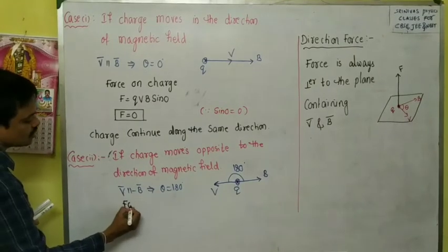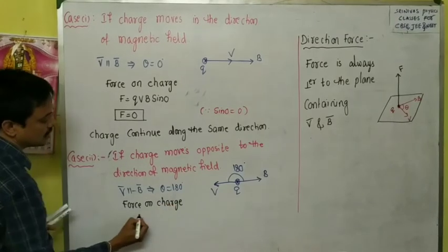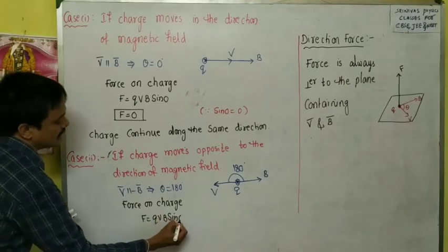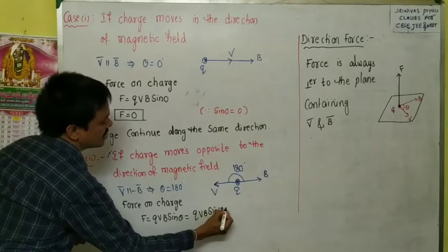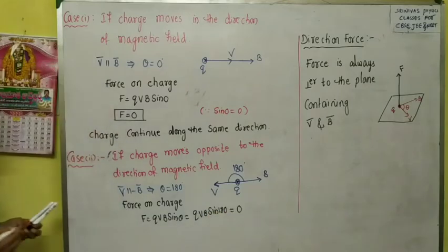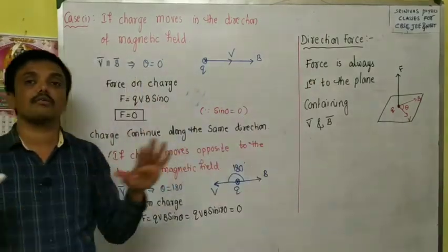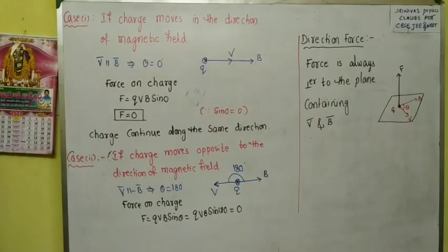In this case also the force on charge becomes 0. F is equal to qvB sin theta. Theta is 180. Sin 180 is again 0. Then again the force you will get is 0. No force. That means if a charge moves either in the direction of the magnetic field or opposite direction of the magnetic field, there is no force on the charge. Now let us go for one more case: if charge enters perpendicular to the magnetic field, then what happens?